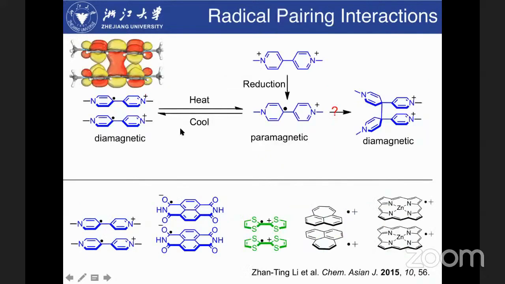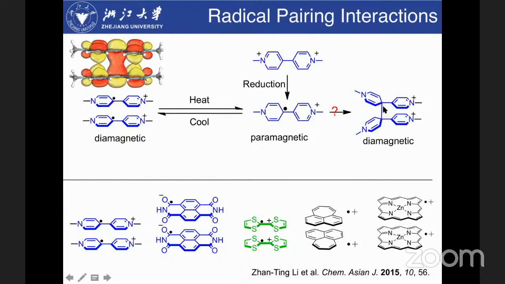And more recently, you can see pi-pi interaction also occurs between aromatic radicals. So we have a radical here. We do reduction, and we can get a paramagnetic radical. If we cool down the temperature to minus 110 degrees, the species will become EPR silent. In the beginning, many people proposed it would have this reaction, where the radical electrons undergo bond formation to get a covalent bond.